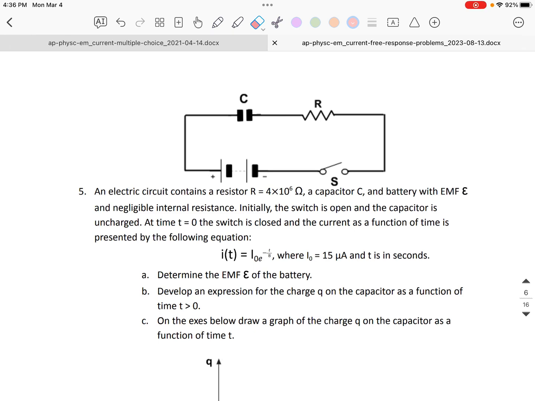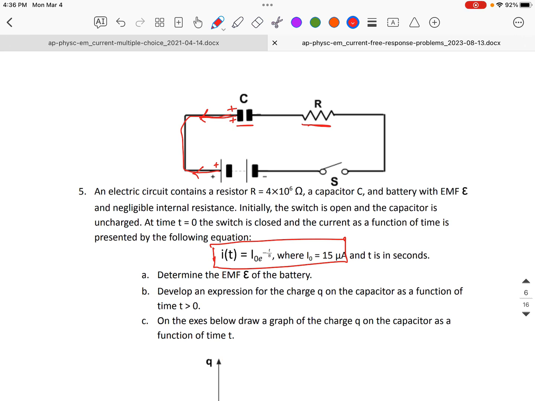For problem number 5, we are working with a capacitor and resistor in series with a switch, and we are given the equation for the current as a function of time, which we know as the positive charges move onto the capacitor. These positive charges are going to counteract the charge of the battery, and it causes the current to slow down. It's kind of creating a resistance.